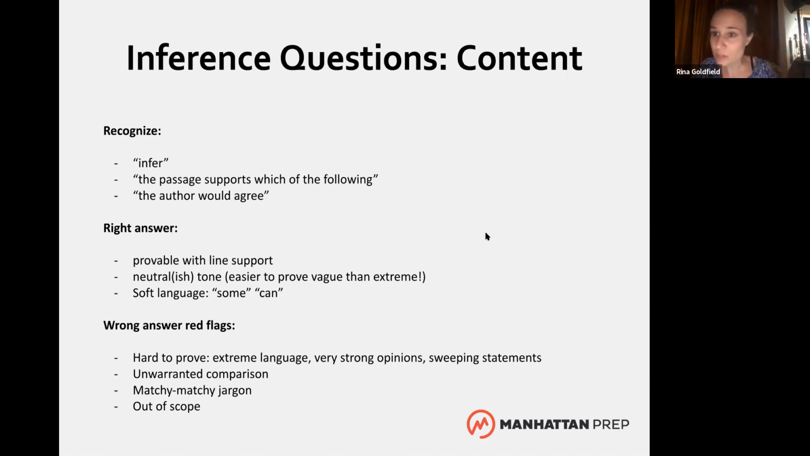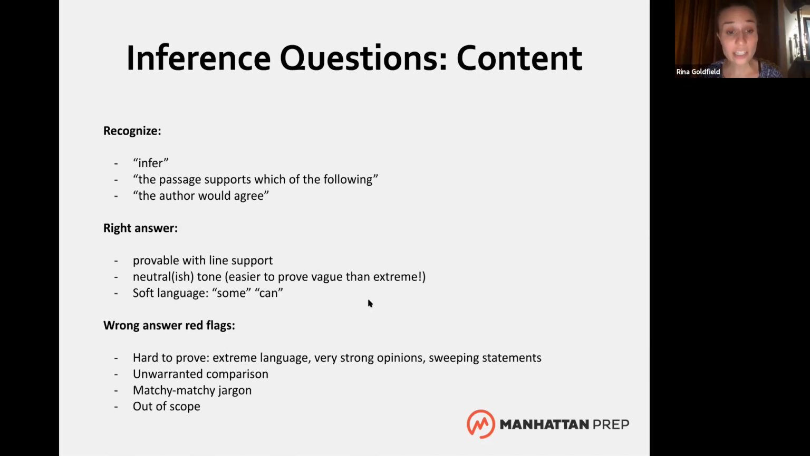That's a pretty sweeping statement. Unwarranted comparison. So getting to this idea of more or better, I want to make sure that's supported in the passage. Matchy jargon is when there are tough words in the passage and they sprinkle that word in an answer choice. That's often a tricky trap where you think, oh, I recognize that word, but maybe they're saying it in the wrong way. And out of scope, like in that last one we saw where they brought up men, that's maybe a real life leap we would make, but it's not actually in the passage.